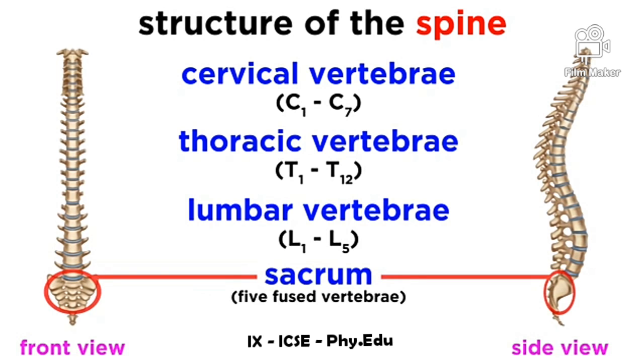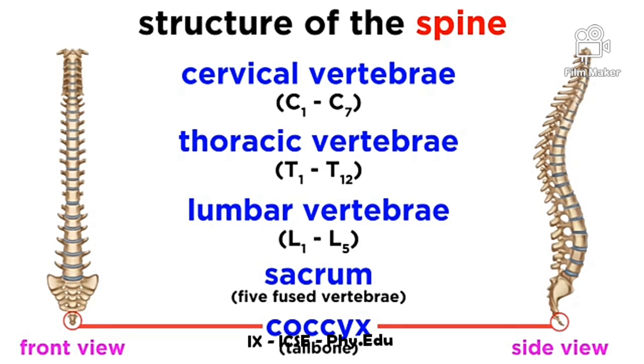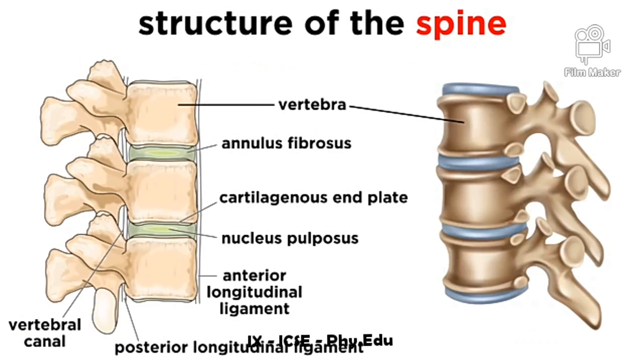Below the vertebrae, we can find the sacrum, which is actually 5 vertebrae fused together. And lastly, below the sacrum, there is the coccyx, otherwise known as the tailbone, which is made of a few tiny vertebrae fused together. Of course, there is much more to the spine than just the vertebrae. There are lots of ligaments keeping everything together.